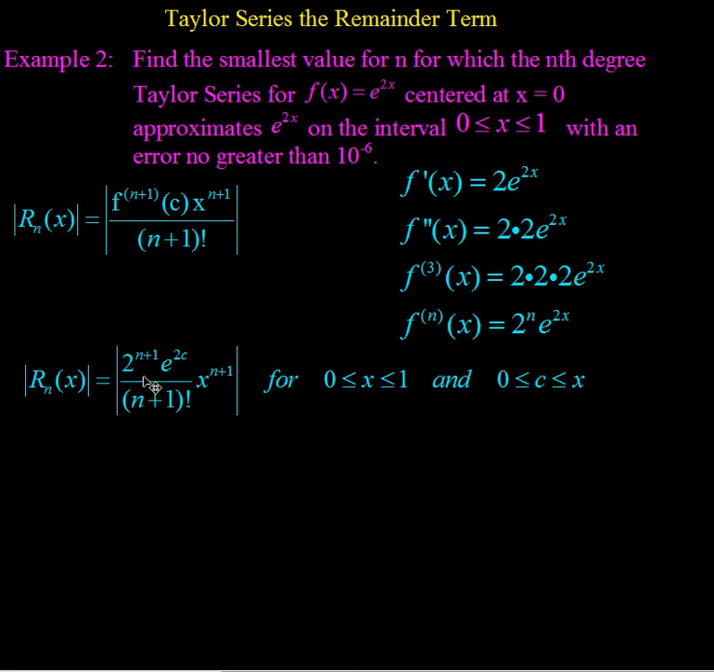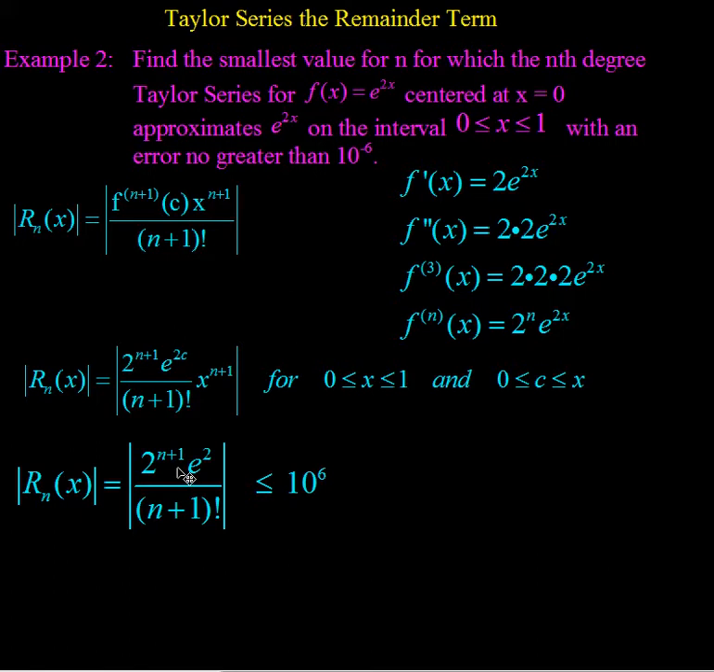So let's go ahead and take a look at what that's going to mean. We need to figure out how we maximize this value. So first of all, if x is 1, that's the furthest distance away from the center, so that's going to give us the greatest error. So we're going to let x equal 1. And at the same time, since e to the 2c is an increasing function, it's also greater at its right-hand endpoint, so we'll also let c equal 1.